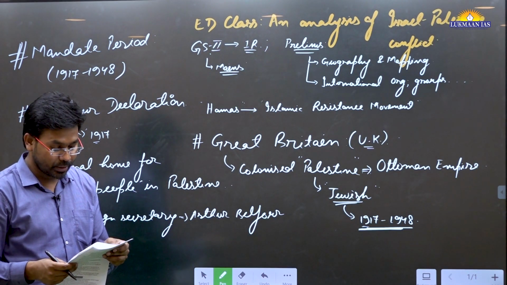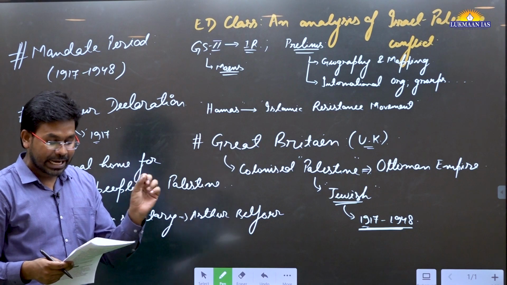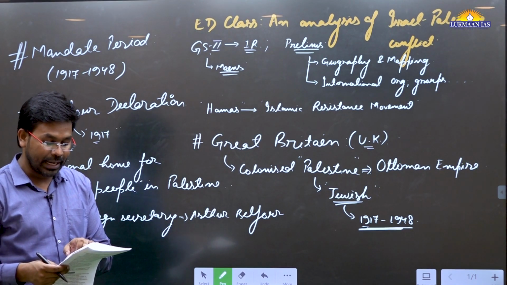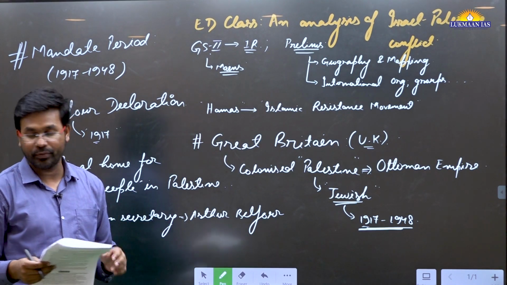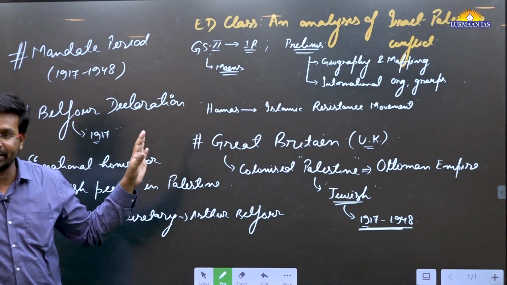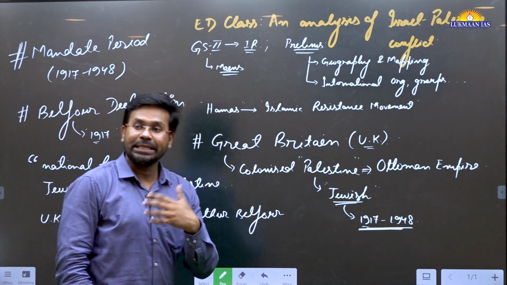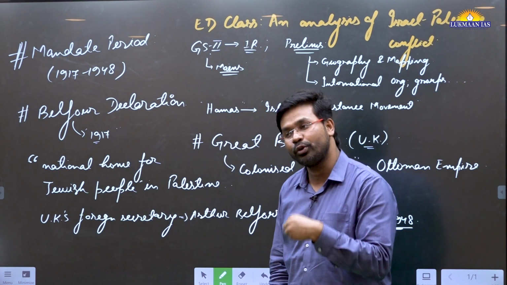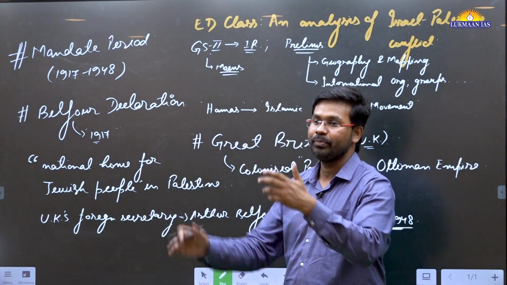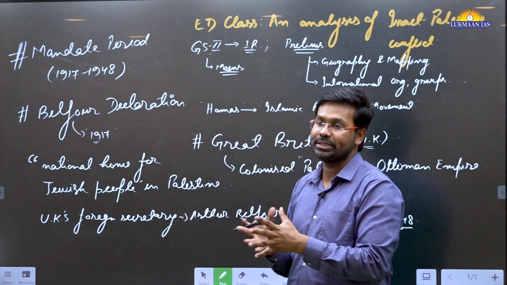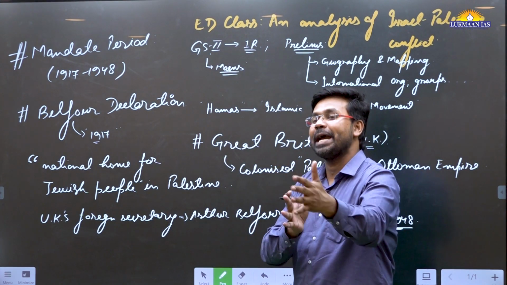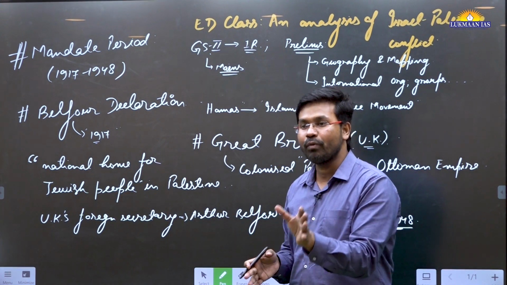It was for transmission to the Zionist Federation of Great Britain and Ireland. It is a highly controversial declaration, that they would support the establishment of a national home for Jewish people in Palestine. So the creation of a Jewish state in Palestine had the backing of the winning powers of World War One.